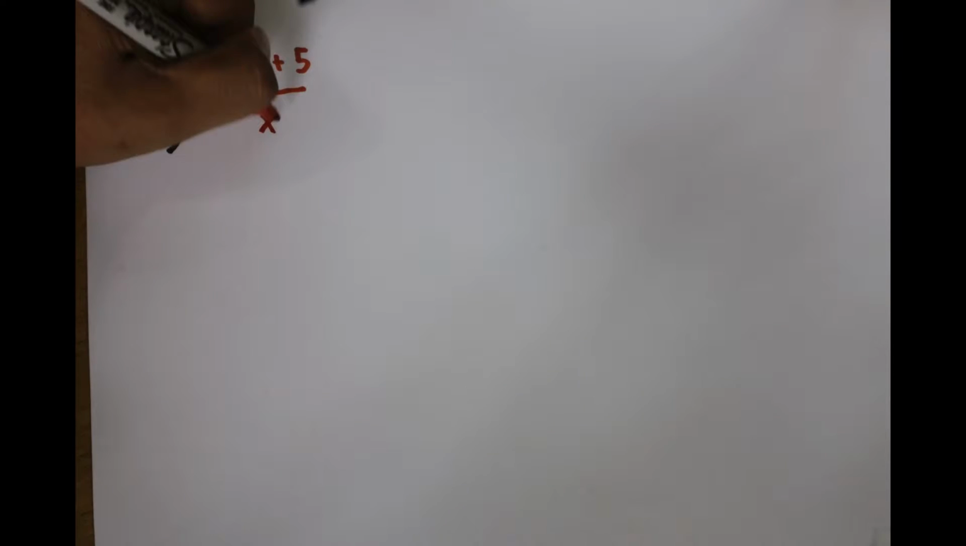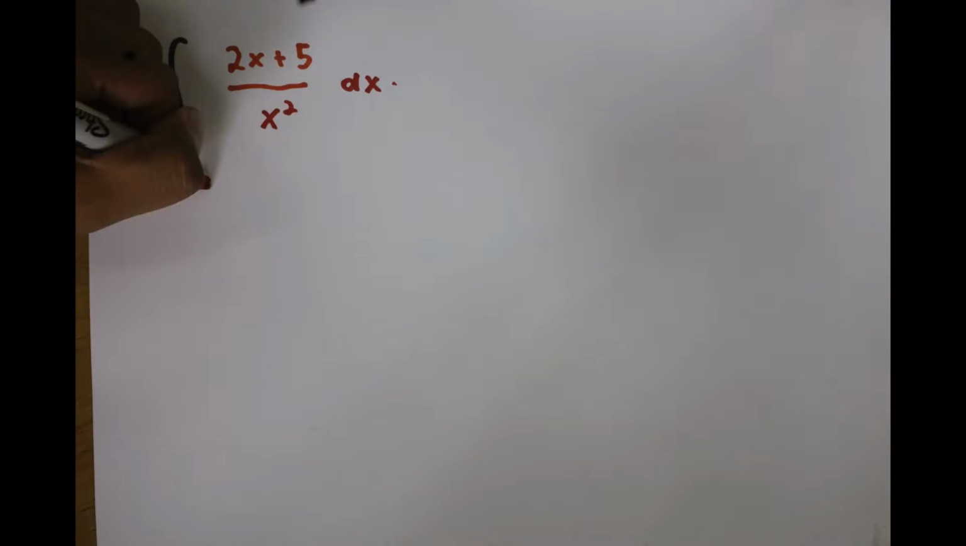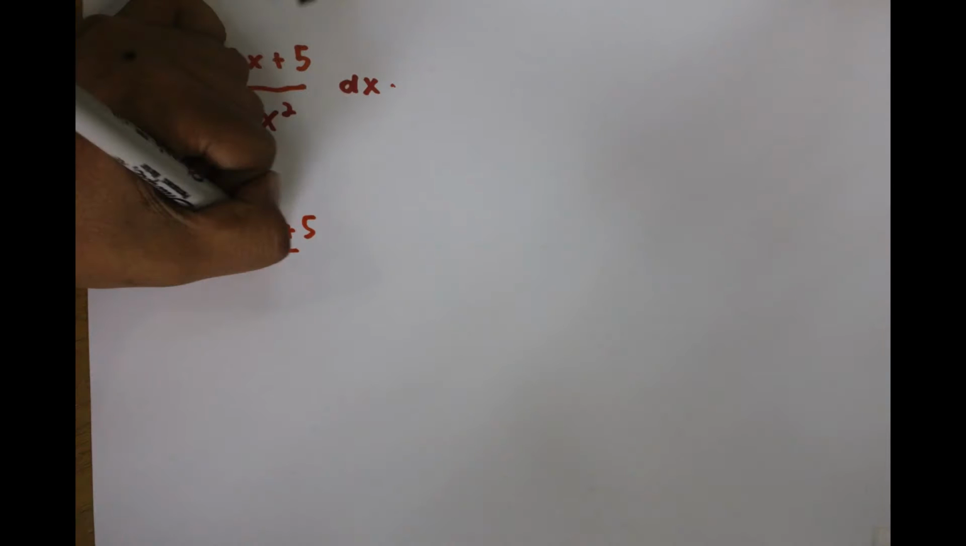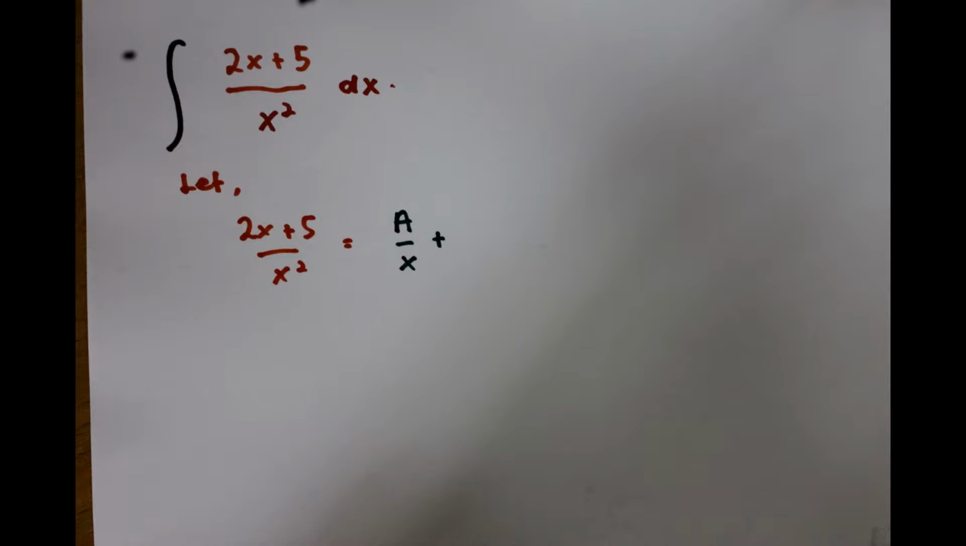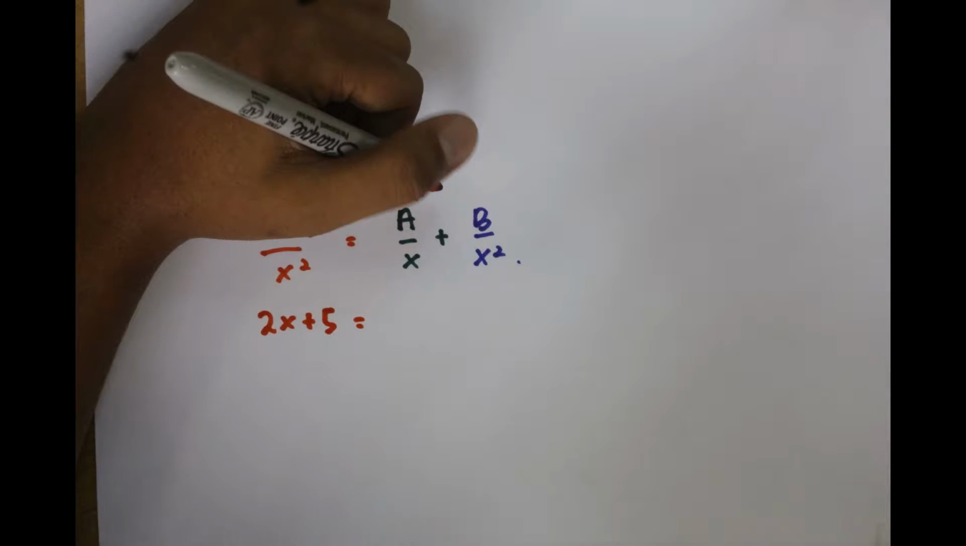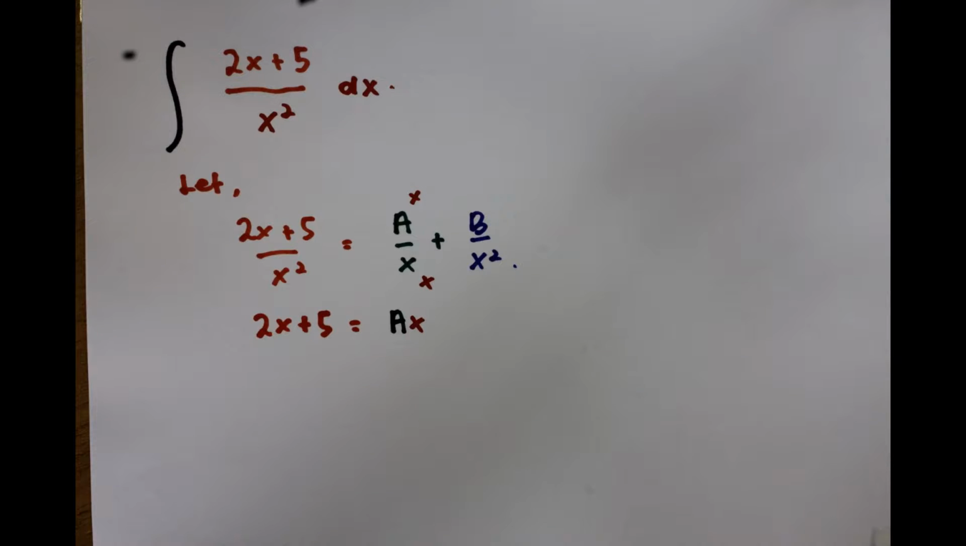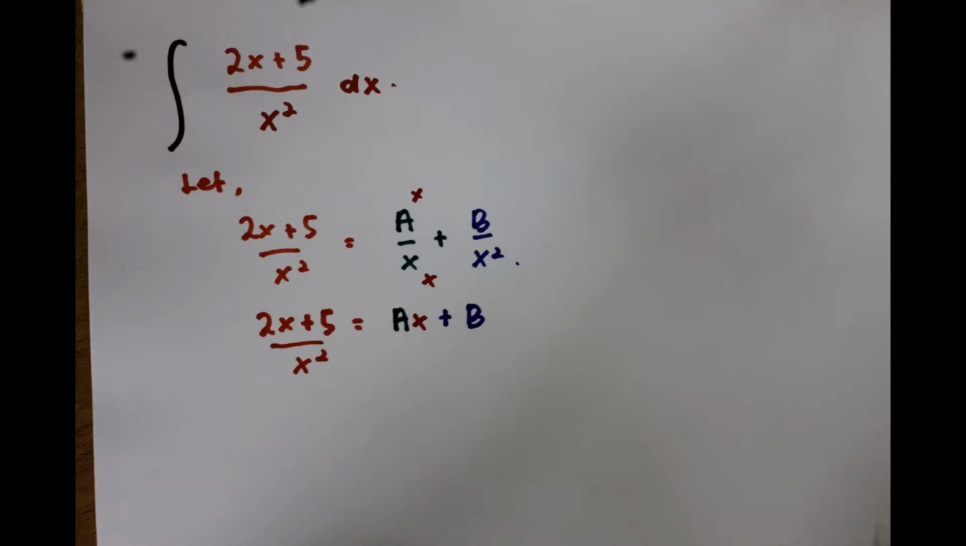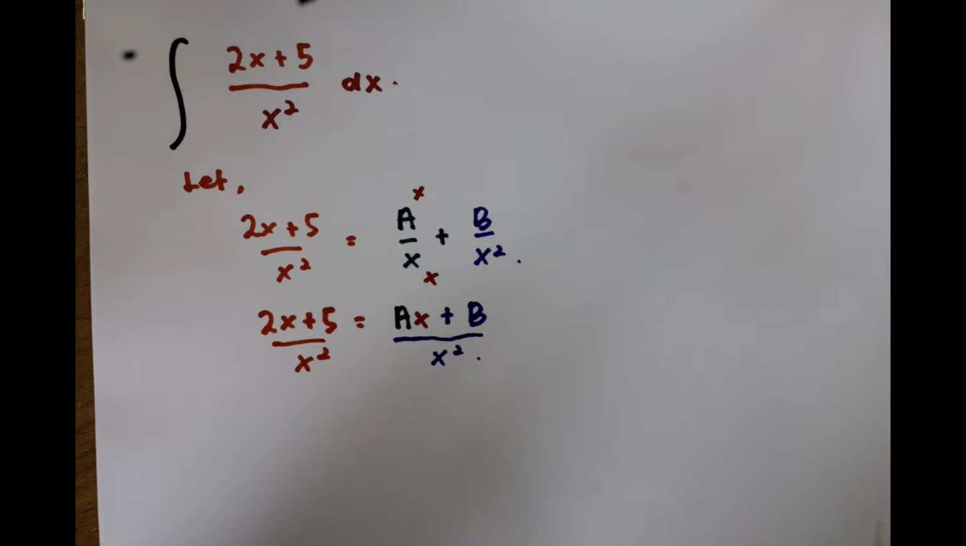Here's a simple example of the integration of 2x plus 5 over x squared dx. Let 2x plus 5 over x squared equal a over x plus b over x squared. In this case, multiply a over x by x. The reason is so that the denominators match. After doing this, it will give you ax plus b over x squared.